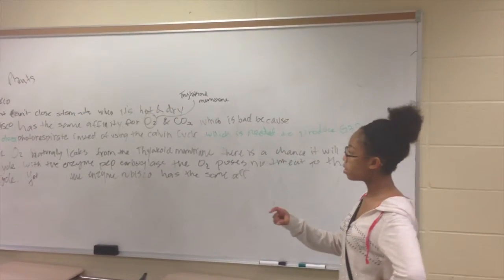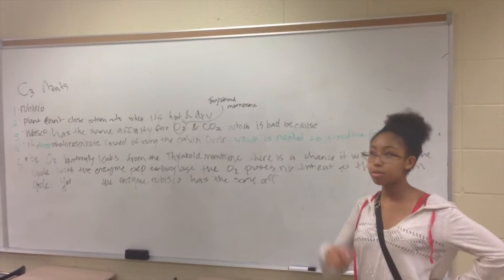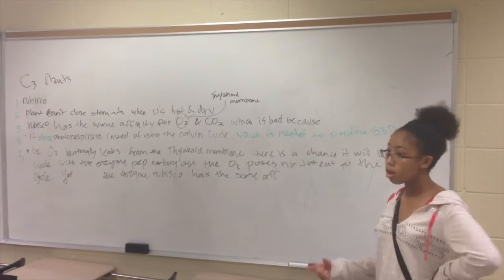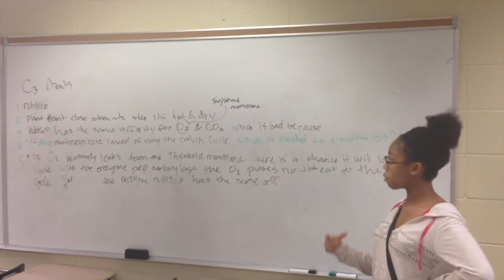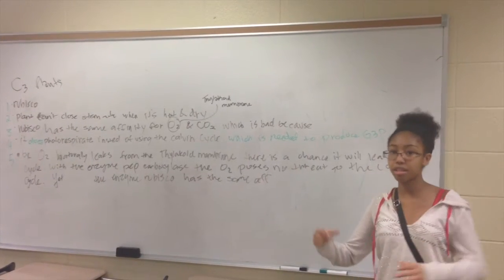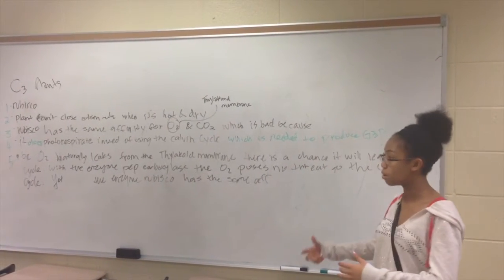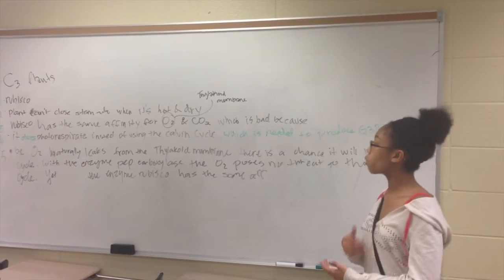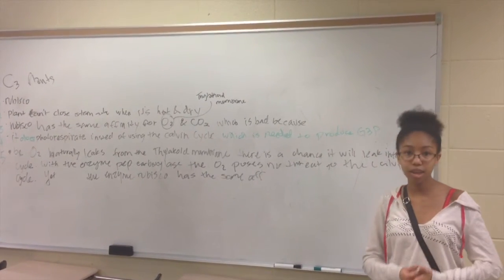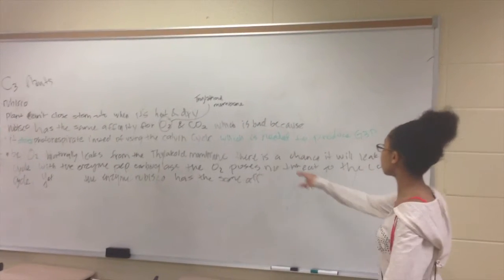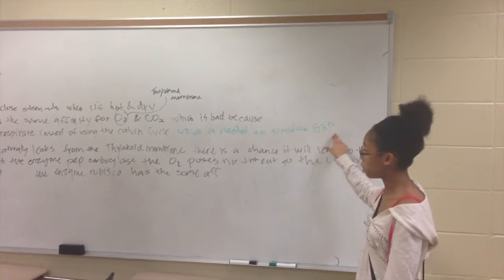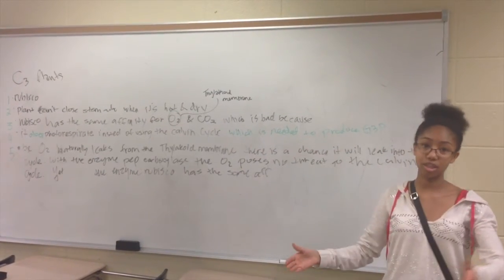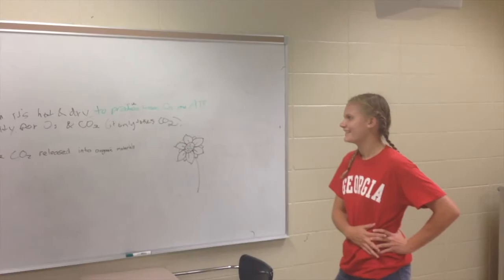C3 plants. This uses the enzyme rubisco. In C3 plants, the plant cannot close the stomata when it is hot and dry. Also, the enzyme rubisco has the same affinity for O2, which can leak out of the thylakoid membrane, and CO2, which is normally used for the Calvin cycle. The problem is it photorespirates instead of using the Calvin cycle, while the Calvin cycle actually is needed to reduce G3P, which is used in other processes. This is why C3 plants are worse than C4 plants.